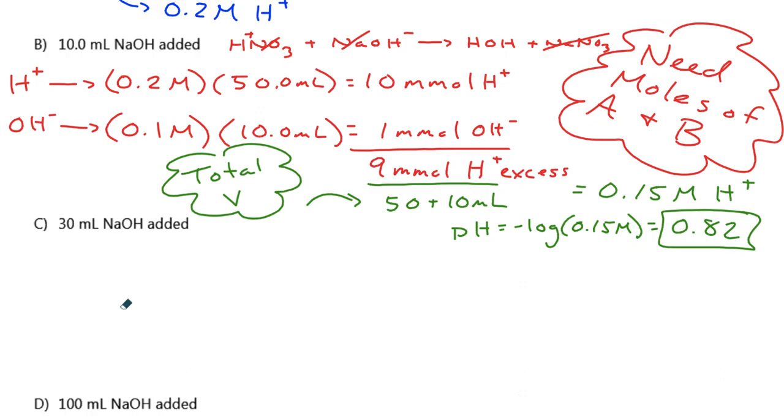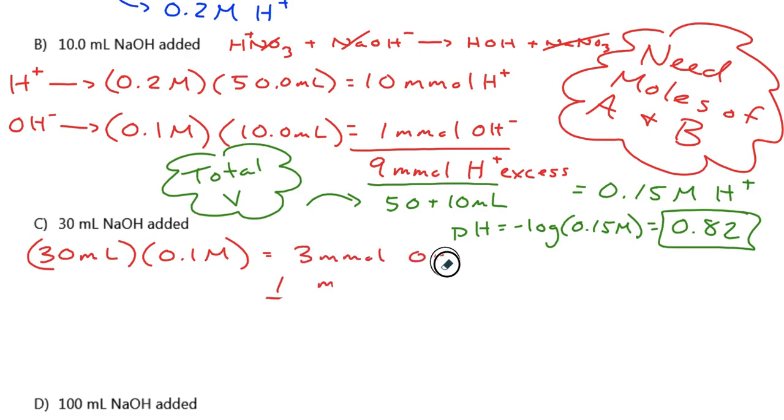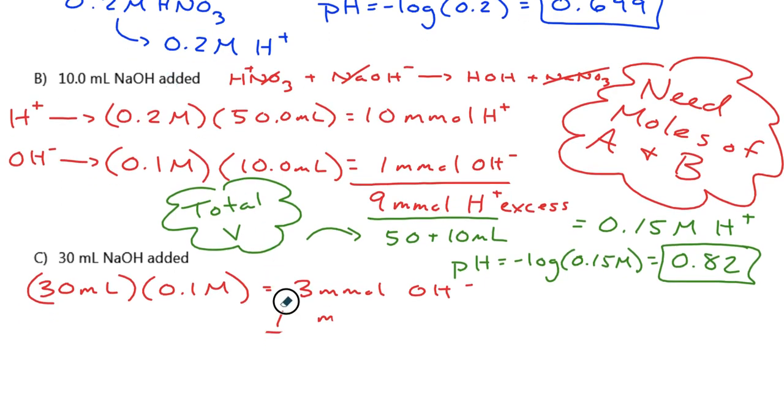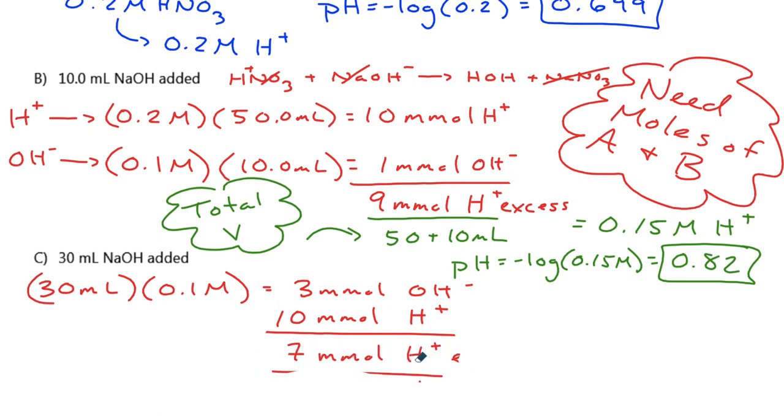So now the 30, you're going to see a very similar situation. Instead of 10 milliliters, I'm going to add 30. So 30 milliliters of 0.1 molar is 10 millimoles. Now, what is really cool about this, guys, is that my acid never changes. I started with this amount. So I already have 10. I don't need to keep showing that work. So now what do I have left? I have 7 millimoles.